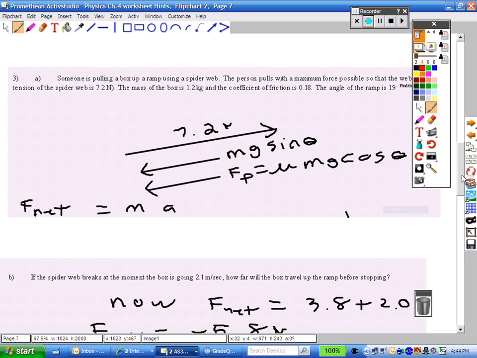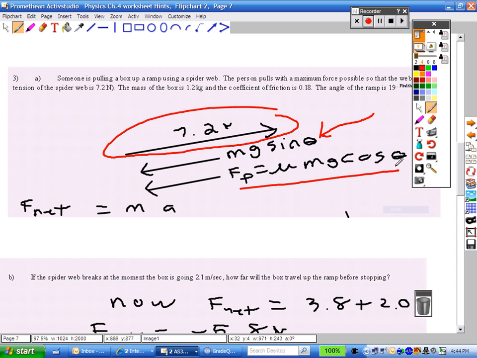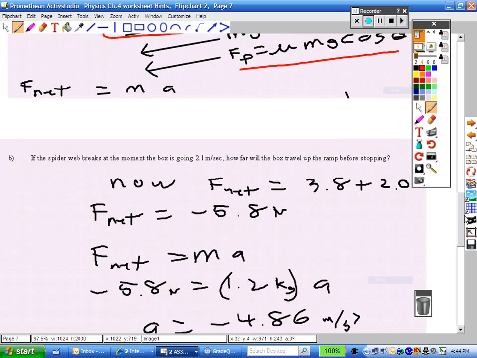How about the spider? Well, we have a spider web. The upward force is 7.2 newtons. Notice, are you seeing the pattern? I draw vector diagrams each time. The upward force is only this. There are two downward forces, gravity pulling down of mg sine theta and friction of mu mg cosine theta. Combine those, and you'll get the net force for F equals ma.